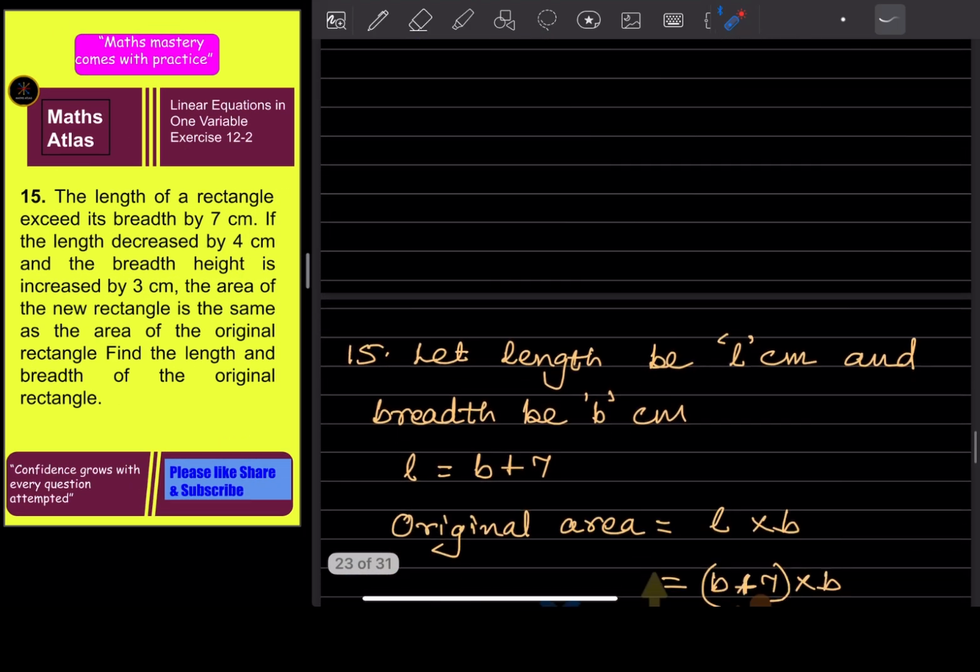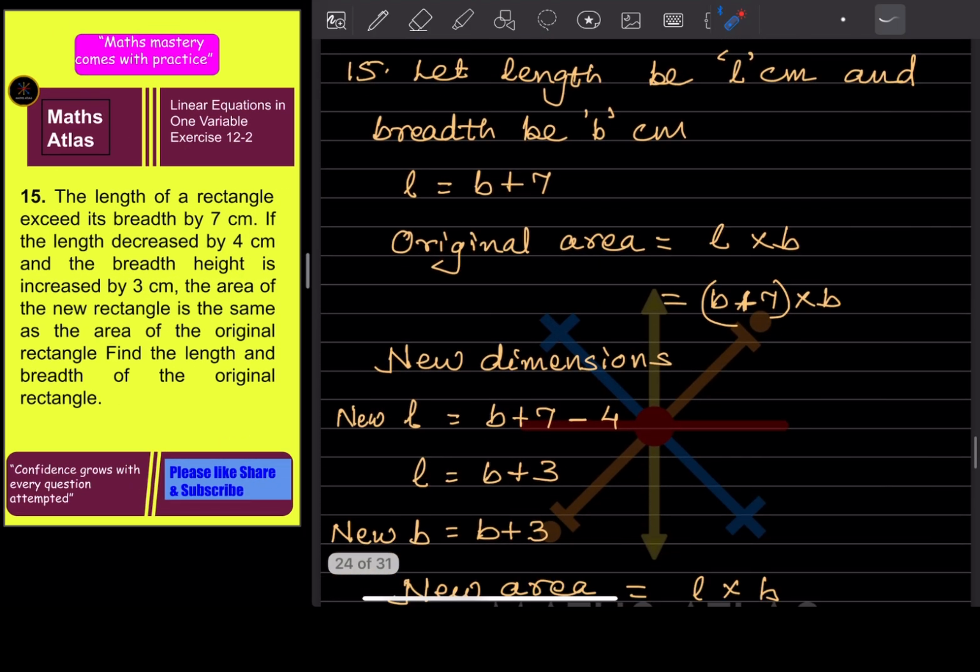Now let us go for question number 15. You can have a look at the question on the left hand side. The length of a rectangle exceeds its breadth by 7 centimeter. If the length is decreased by 4 centimeter and the breadth is increased by 3 centimeter, the area of the new rectangle is the same as the area of the original rectangle, and you have to find the length and breadth of the original rectangle.